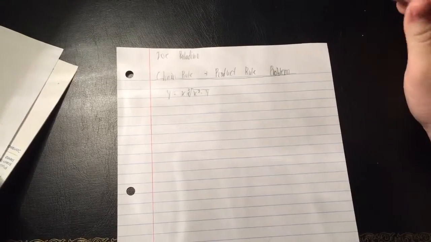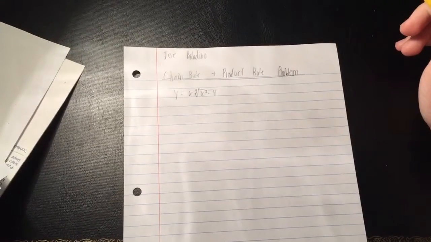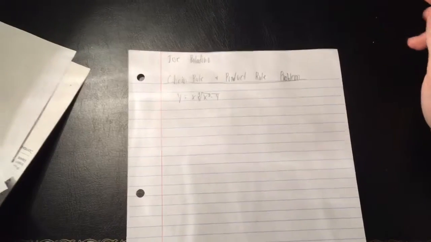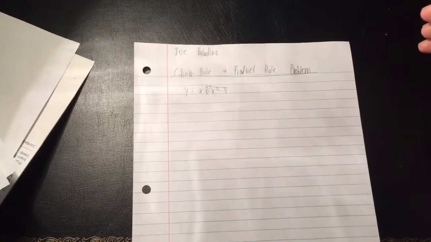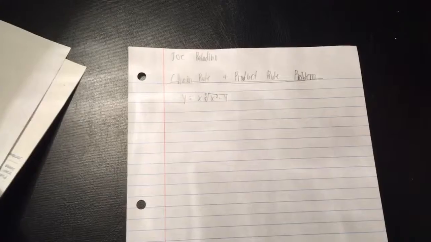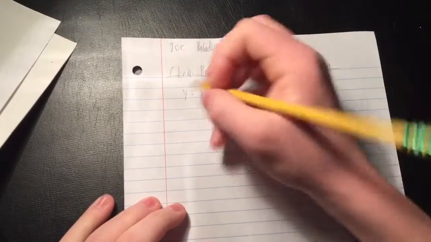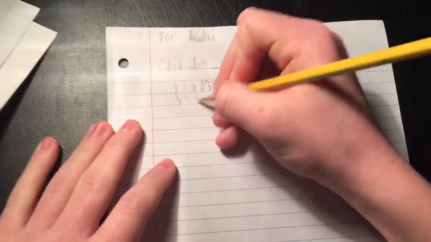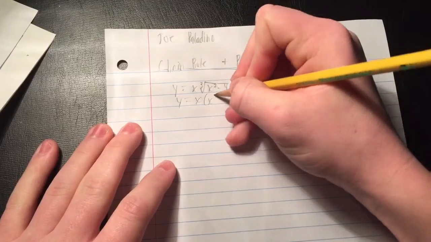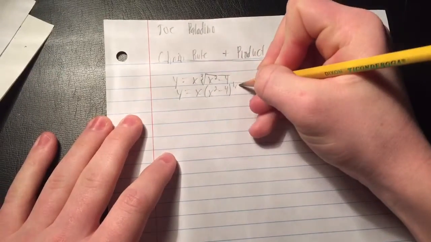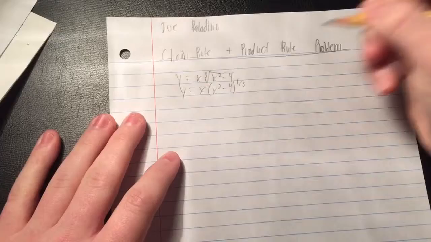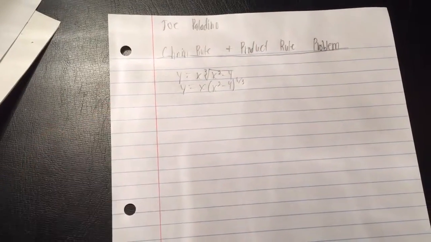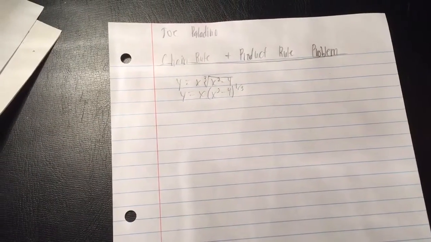So the problem I'm doing here is a combination of chain rule and product rule. It reads as y equals x times the cube root of x squared minus 4. So the first thing I do with this is get rid of the cube root. So I'd go y equals x times (x squared minus 4) to the 1/3 power, just to get rid of the cube root here. And then the first thing I have to do is to use product rule.